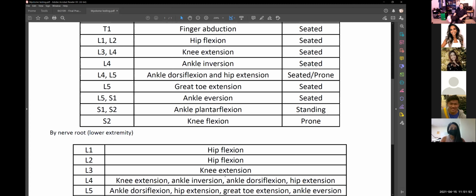So ankle inversion, ankle dorsiflexion. Pull your toes up to the sky, right? 5, 4, 3, 2. You're pushing them into plantar flexion.